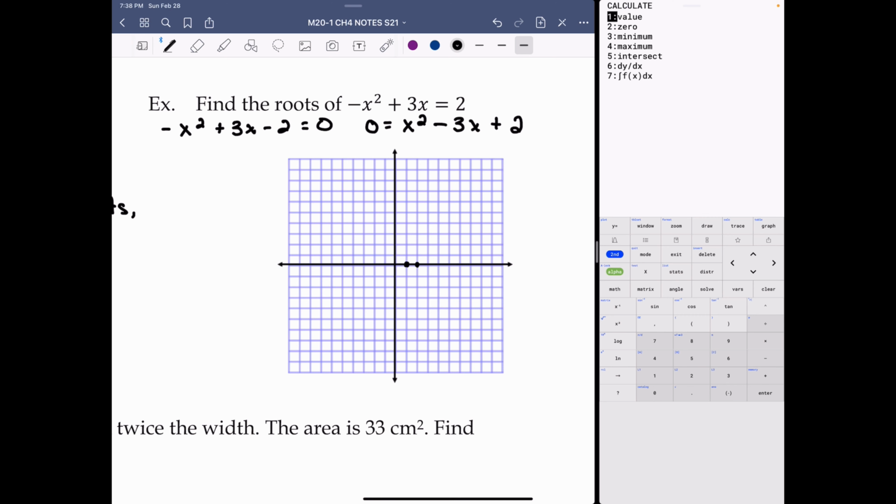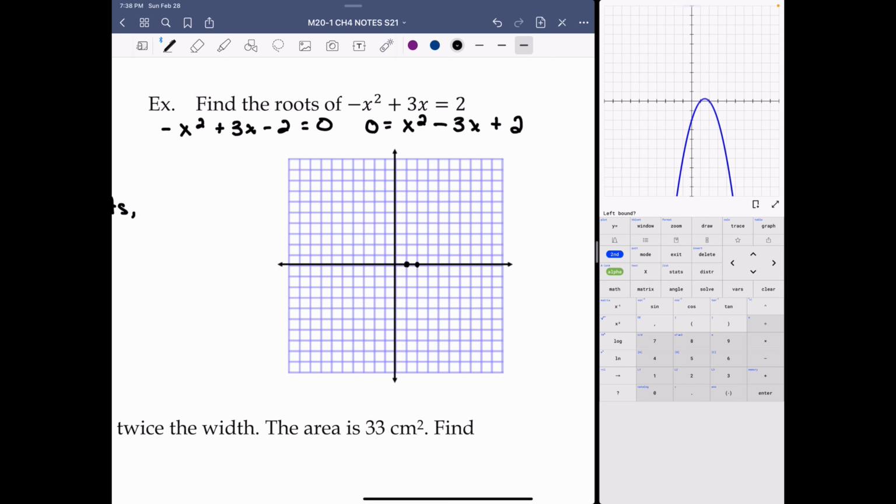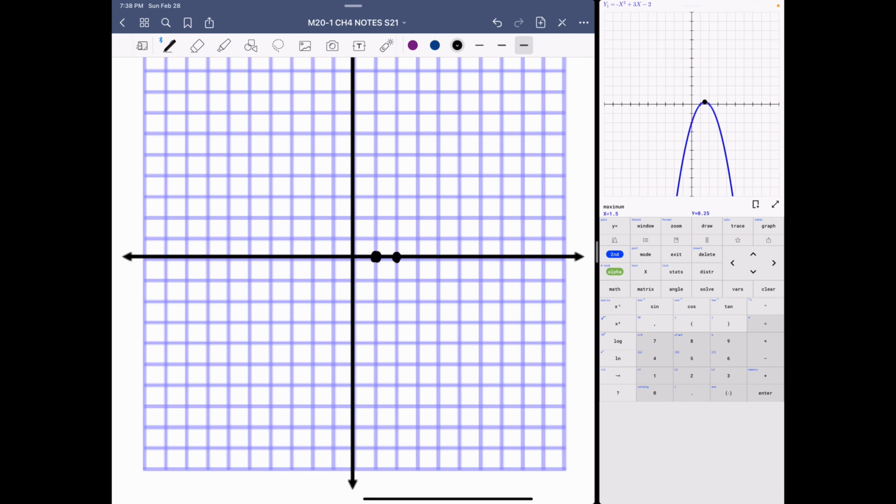Second trace, number 4. This is a maximum. Left of the vertex, enter. Right of the vertex, enter. Enter again if you need. And it is at 1.5 and 0.25, so about there.